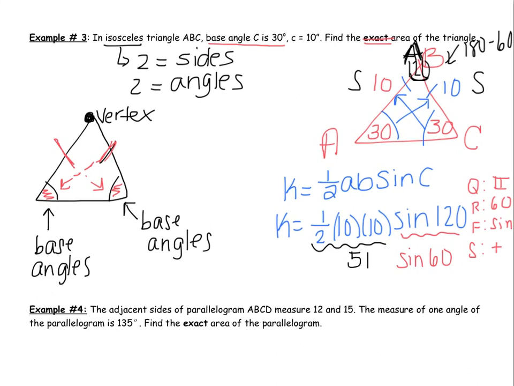So we're going to do 50 times sine of 60. Sine of 60, if you want to draw yourself a nice exact value chart, is rad 3 over 2. And we need to multiply that by 50. So we can divide this 50 and 2, and we'll get 25. So the answer would be 25 rad 3 units squared. I just don't have room to write units squared. That would be my exact area.